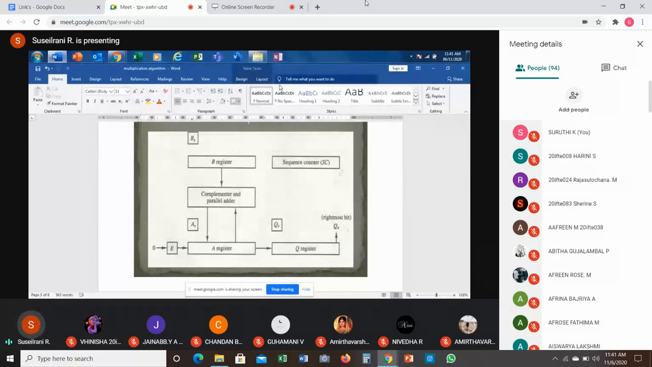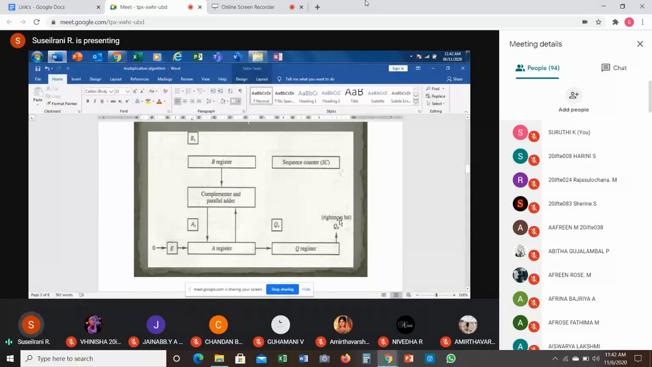See, you have three registers as we saw. You have an A register and E register being initialized to 0. We saw the algorithm just now. Now A and E have been initialized to 0. Q register, you're taking the rightmost bit, that is the least significant bit, and you're checking whether it is 1 or 0. For checking, the rightmost bit alone is there to check.